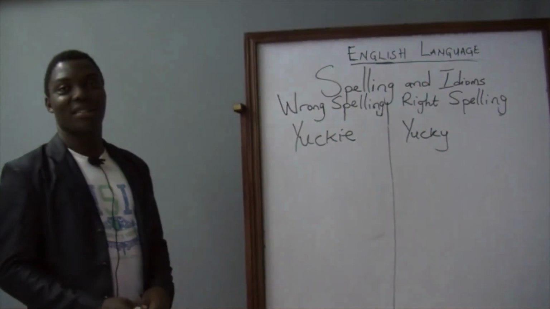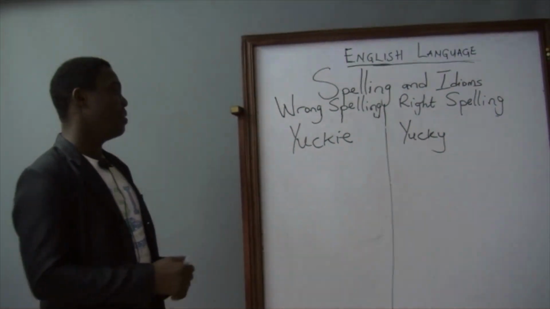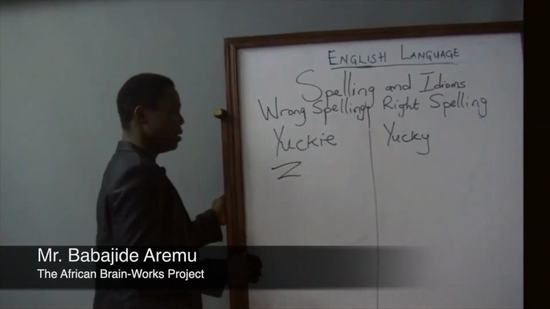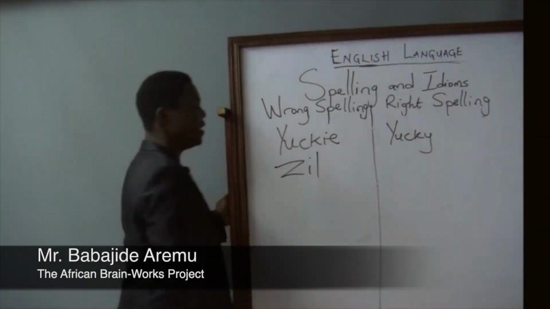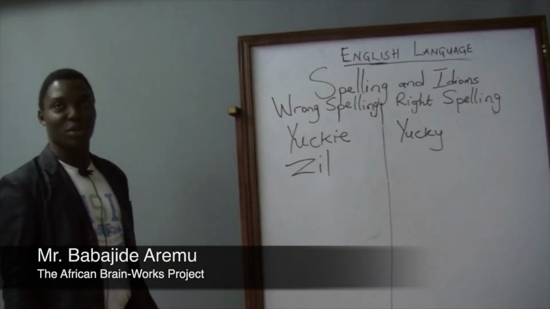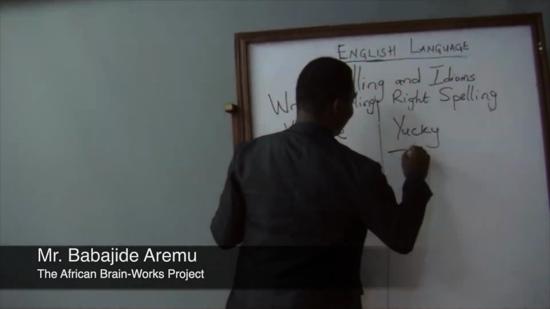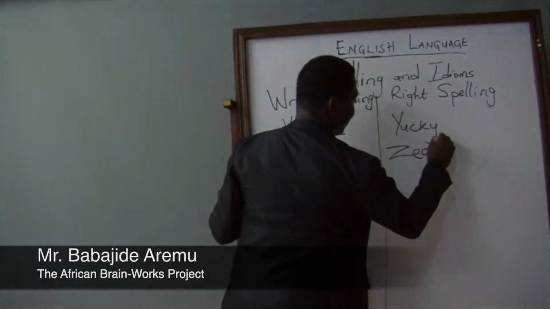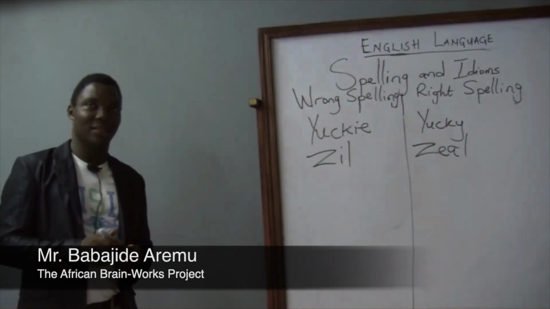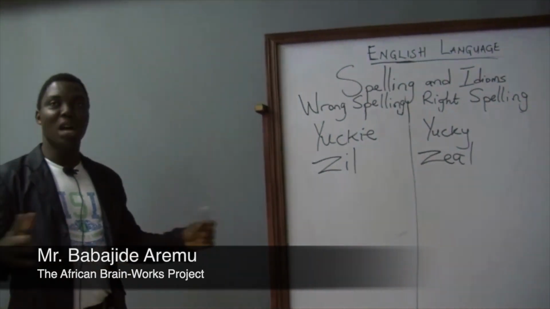And lastly, for spelling, we shall be considering this word, zeal. This is a wrong way to spell the word zeal. This is zeal. And zeal means eagerness, drive, enthusiasm to do something.